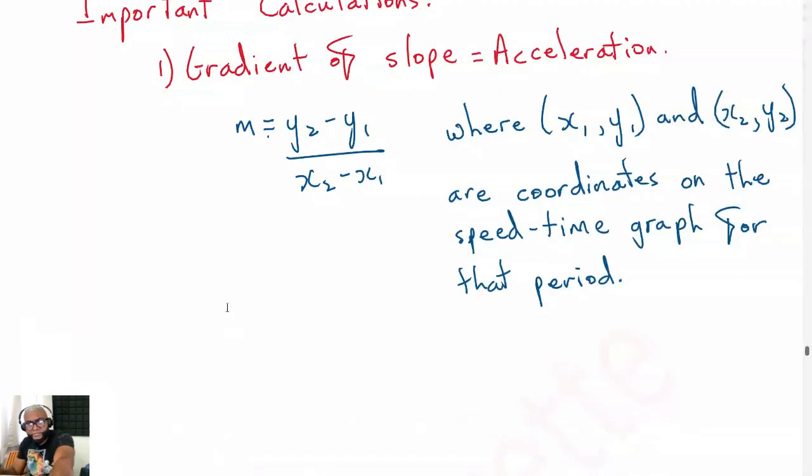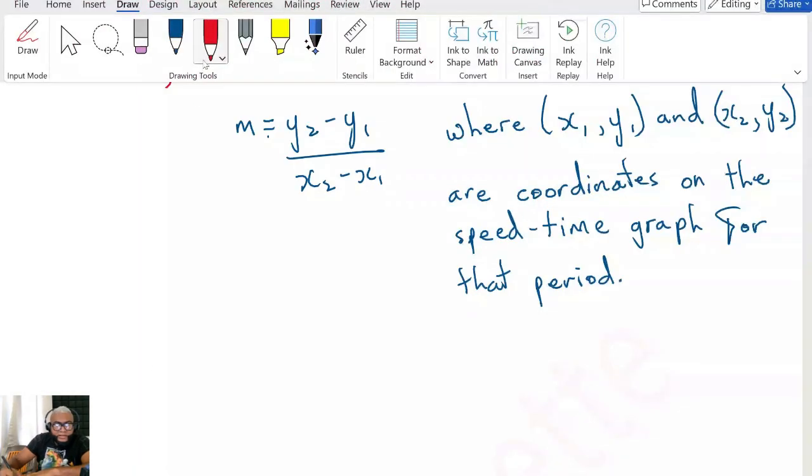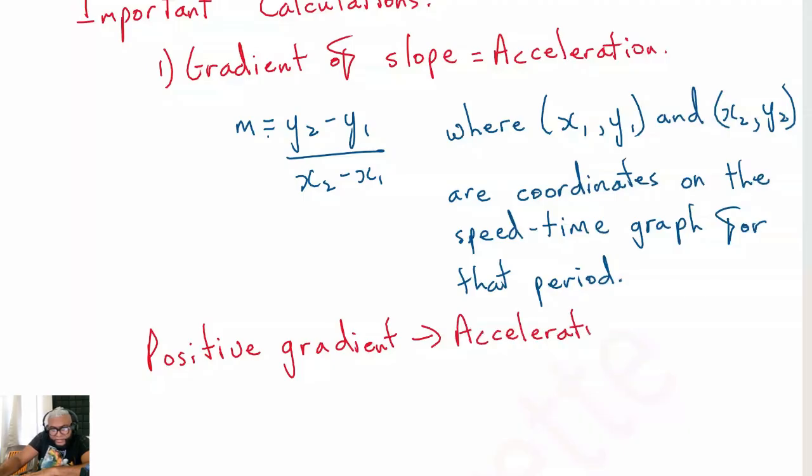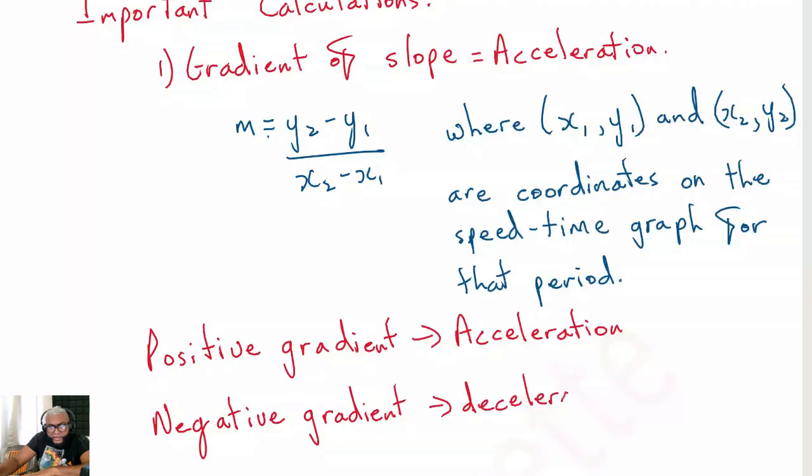So some other things you must know is that a positive gradient means acceleration, right? Negative gradient is deceleration. Right?